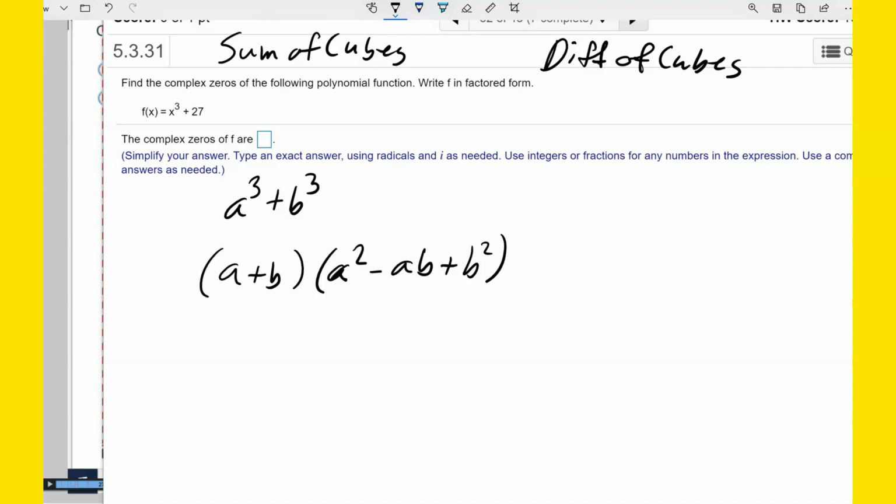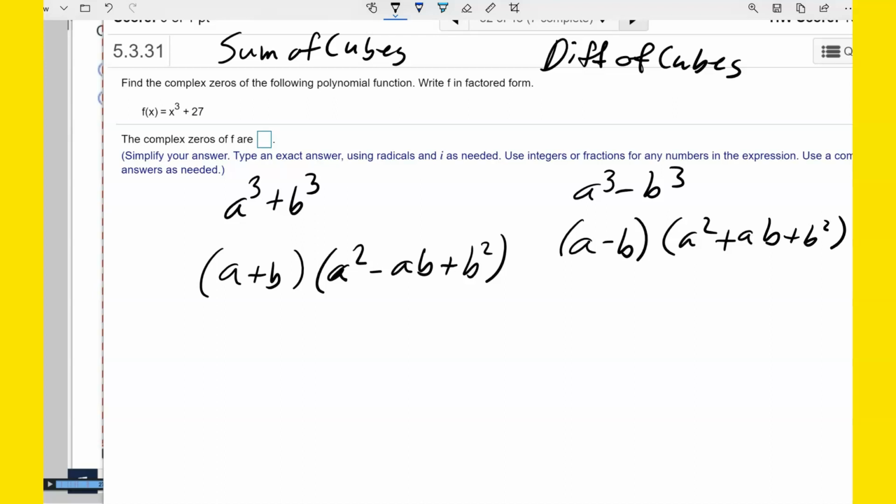Difference of cubes is very similar. If it's a cubed minus b cubed, it's going to be a minus b, and then a squared plus ab plus b squared. One way to help you remember this, at least as far as the signs are concerned, is the acronym SOAP: same, opposite, always positive.